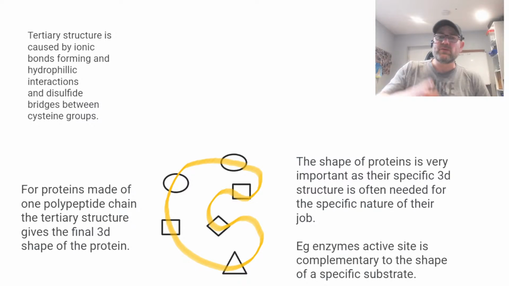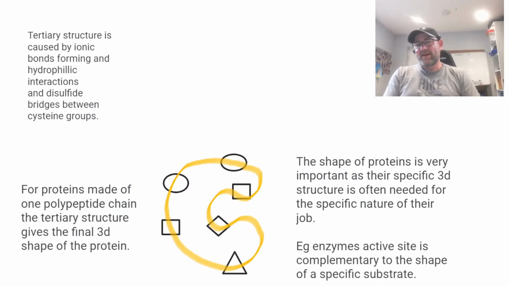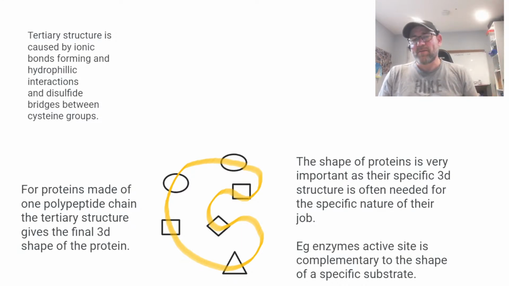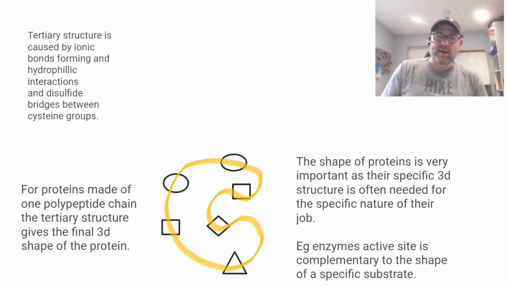I haven't looked into whether certain types of protein have beta pleated sheets and certain types of protein have alpha helix. It's probably that the ones with the beta pleated sheet are structural and therefore insoluble, and the alpha ones with the alpha coil are soluble. That might be the case, but that's beyond the specification.